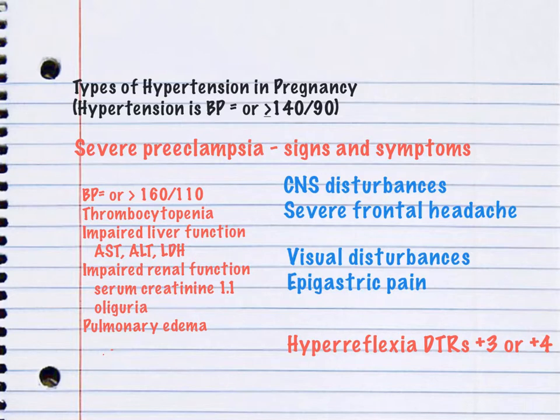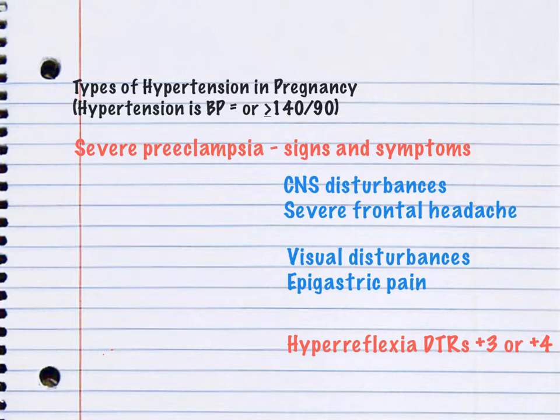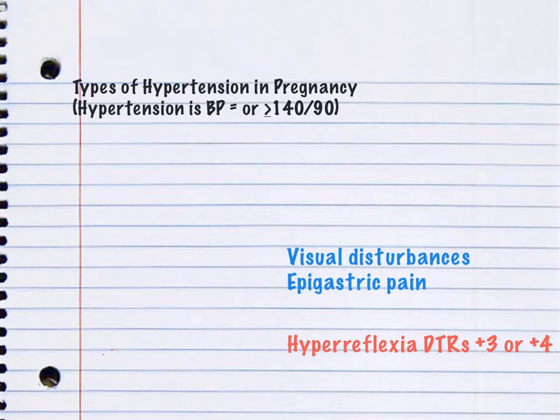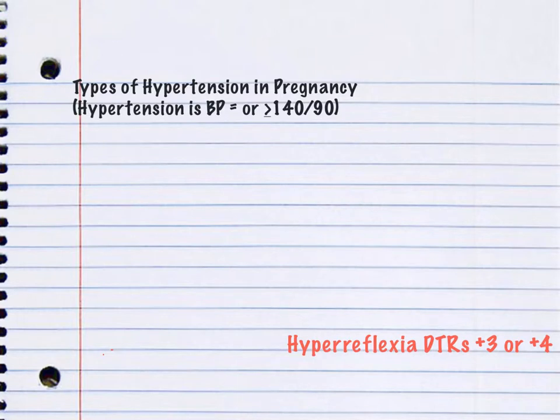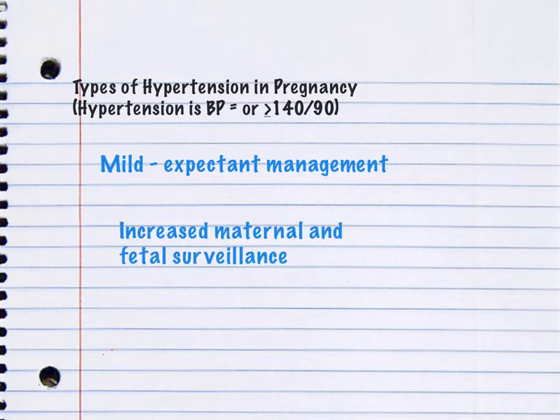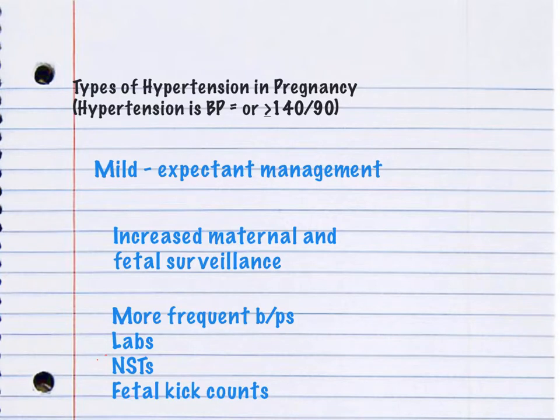So we're going to move on to some management. How do we manage preeclampsia? Well, it depends on whether it's mild or severe, as you can imagine. So for mild, let's make that blue. It's mostly expectant management. So we increase our maternal and fetal surveillance. So we're going to check mom's blood pressure more often.